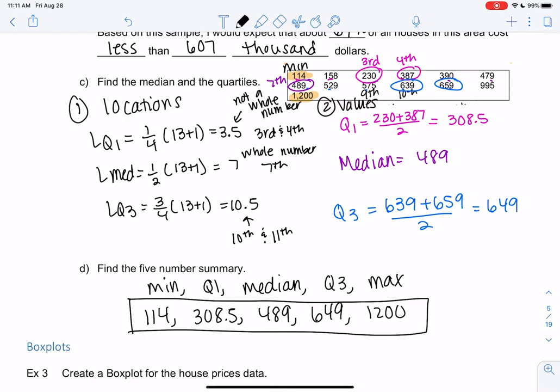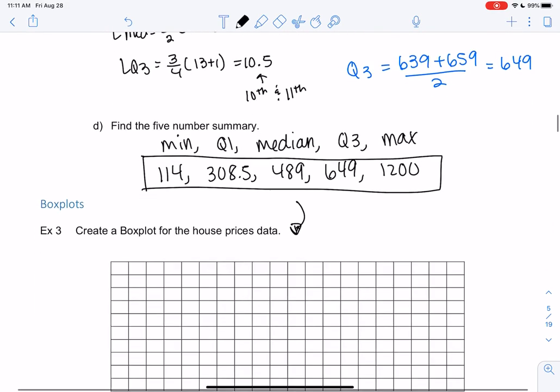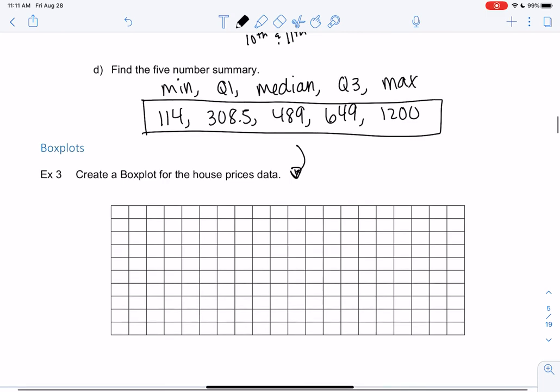And why do we want this summary? We will see when we make a box plot. So we will finish up this video with a box plot. So box plots, I think, are easiest just to kind of watch and see how they work. So a box plot only has a horizontal number line. So we're going to label the bottom with the house prices.